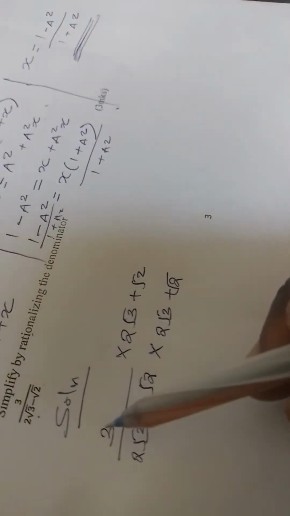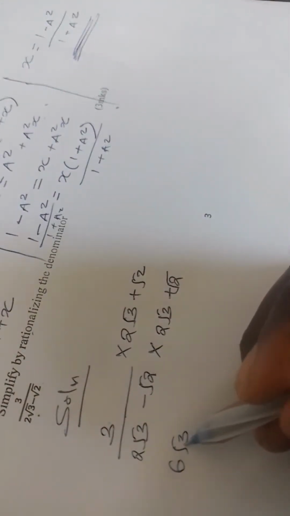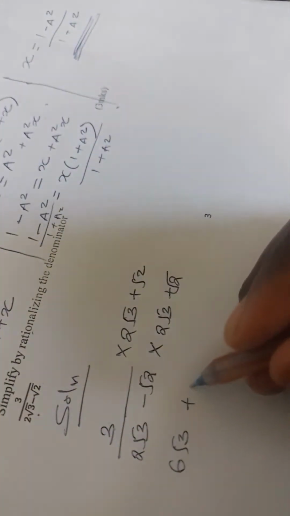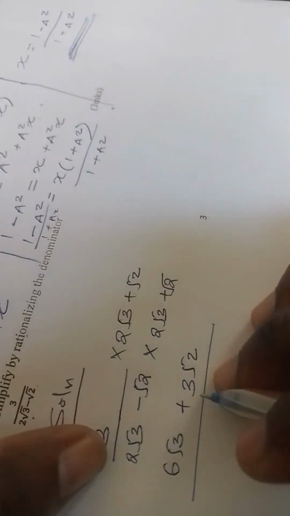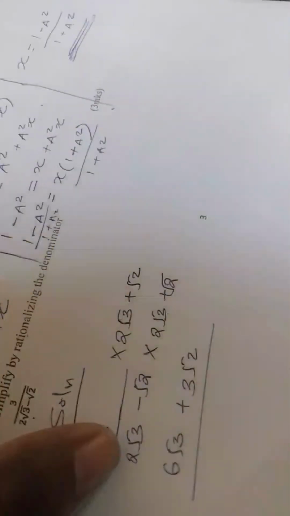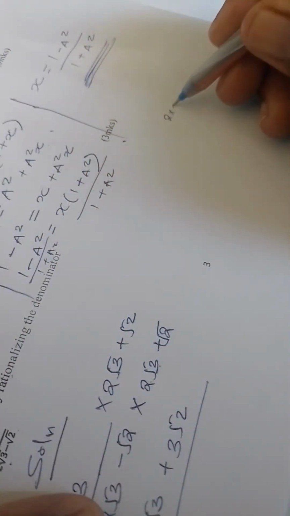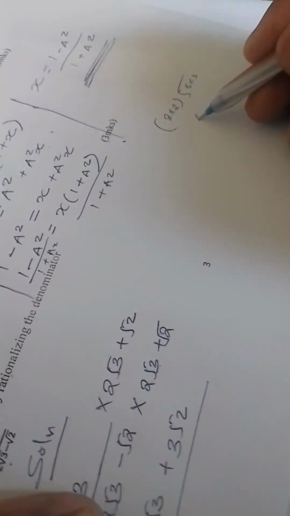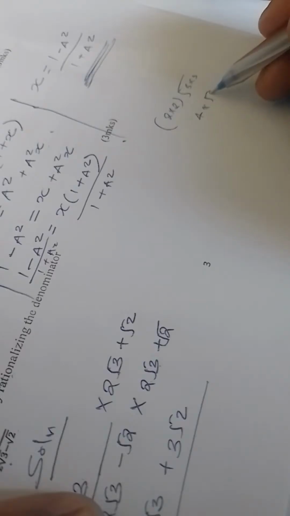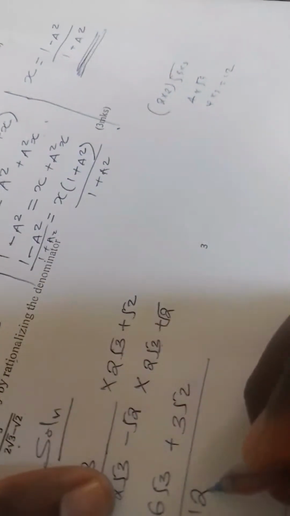So if we multiply, we can take 3 times this, it will be 6 root 3. 3 times this will be plus 3 root 2 over this one. We can take this one times this one. This one times this one will be 4, because this one is the same as 2 times 2, then root 3 times 3. So this one is the same as 4, then times root 9, which is the same as 4 times 3, which is the same as 12. So this one will be 12.